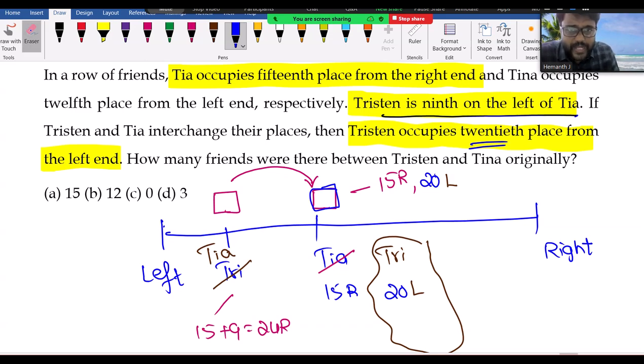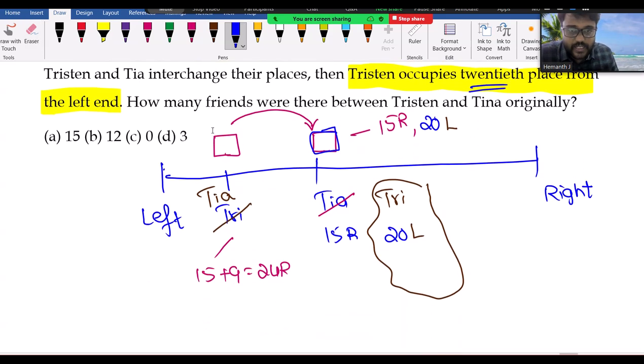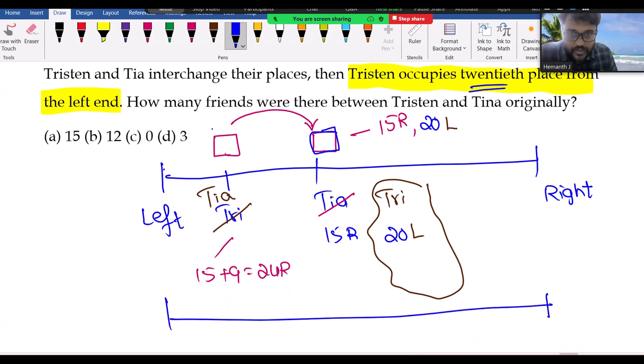Now we have one more data regarding Tristan and Tina originally. Tina I didn't show anywhere. Tina is 12th place from left end. From left end, this is 20th place. My dear friend, the question is, 0 is the correct answer only, but see how you got the answer. Tina is originally 12th place from left end. Now if you observe, total number of people 15 plus 20, 35, minus 1, 34 people in the row. 34 people means Tina 12th from left side as well as 23 from right side.